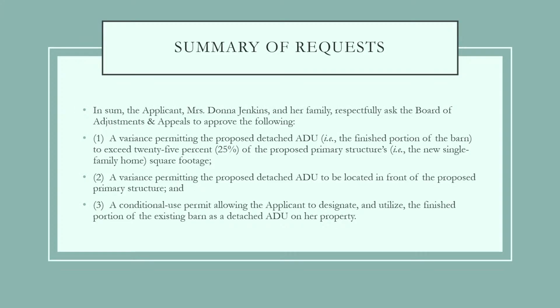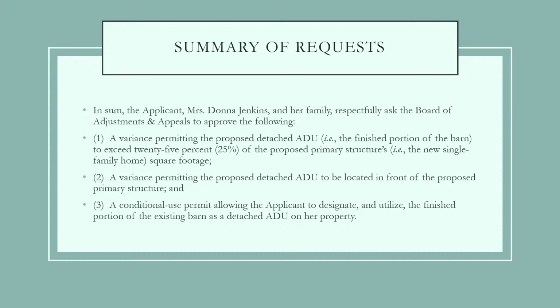So again, just to summarize for everybody, Mrs. Jenkins and her family respectfully ask the board to approve the following. 1, a variance permitting the proposed detached ADU, again, that finished portion of the barn, to exceed 25% of the proposed primary structure, i.e. that new single-family home's square footage. And we talk about it, again, being 920 square feet. That's the number. We're going with the biggest number just for the sake of ease here today.